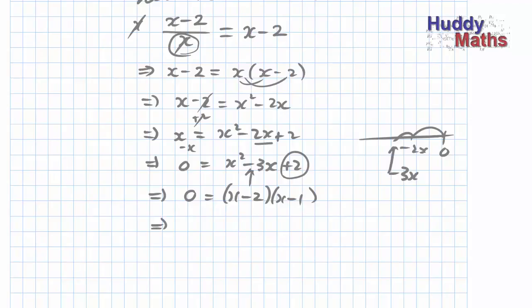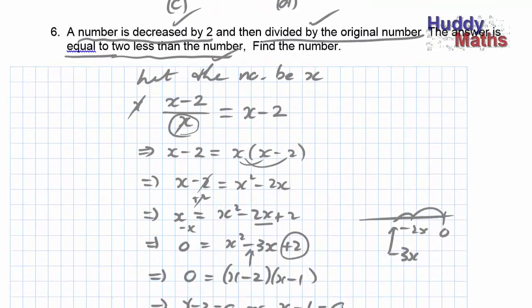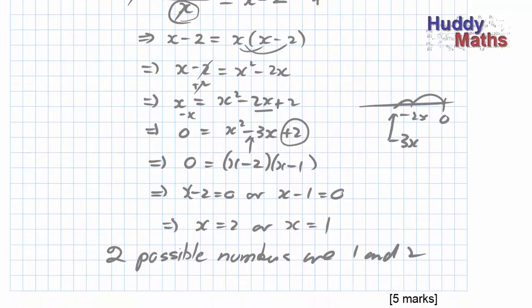Alright, so now we can say by the null factor rule, either that factor is null or 0, or this one is null or 0. So therefore x equals 2 or x equals 1. So there are 2 possible numbers. Don't leave your answer in x's. The 2 possible numbers are 1 and 2. And you could check back in the original up here and see if they worked.